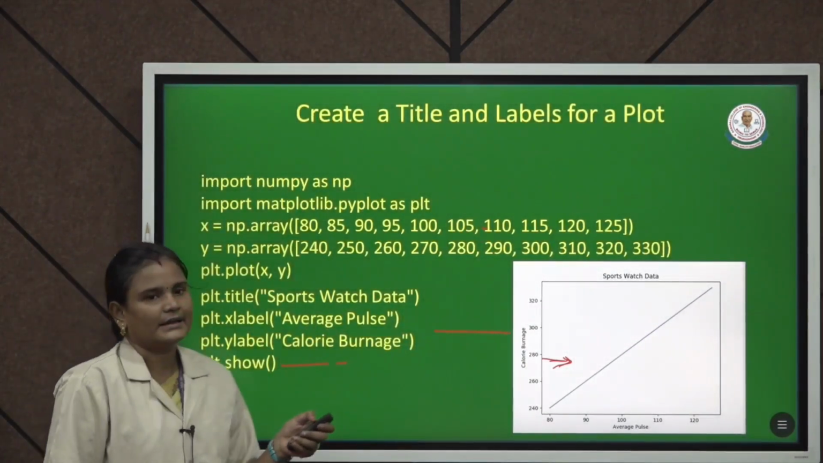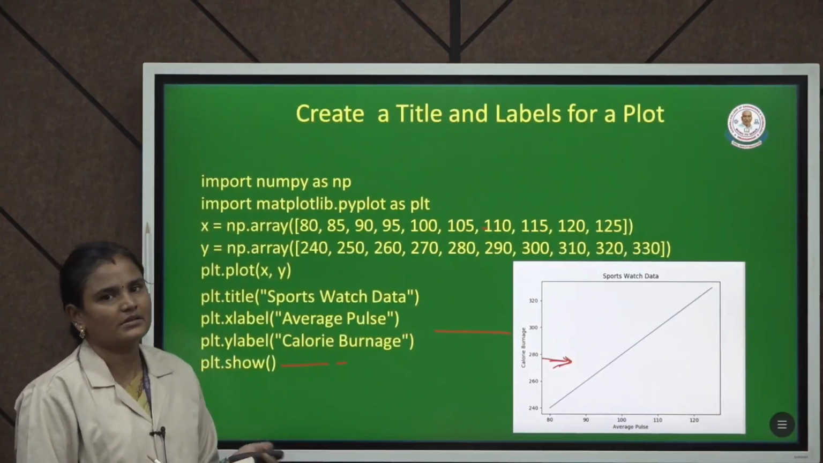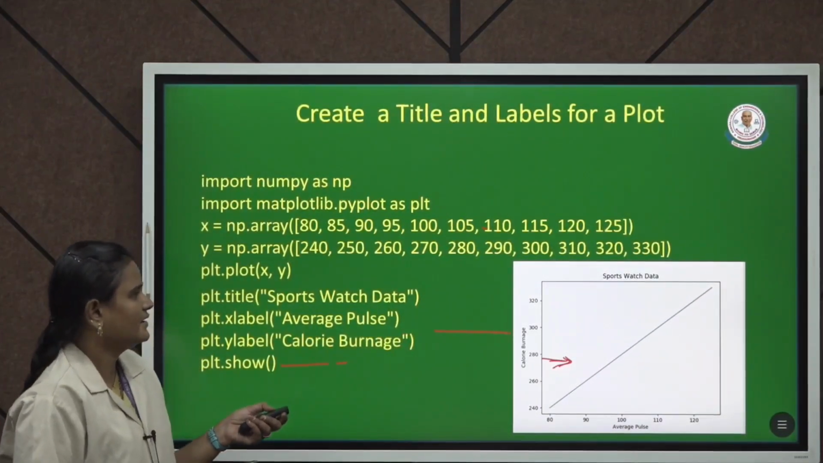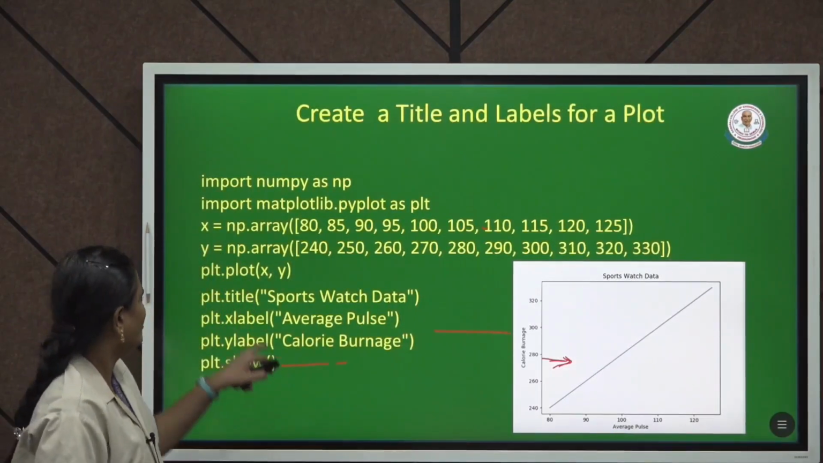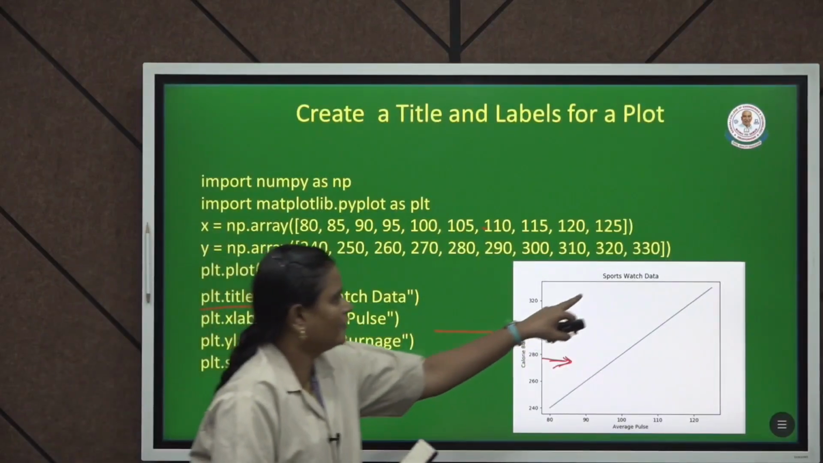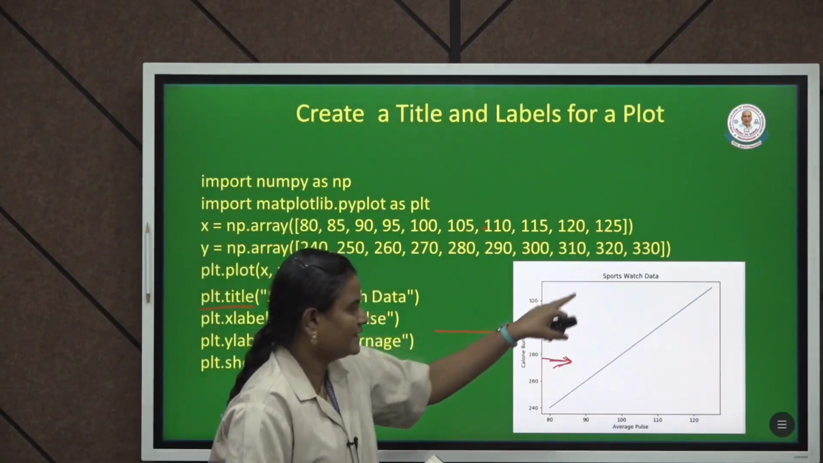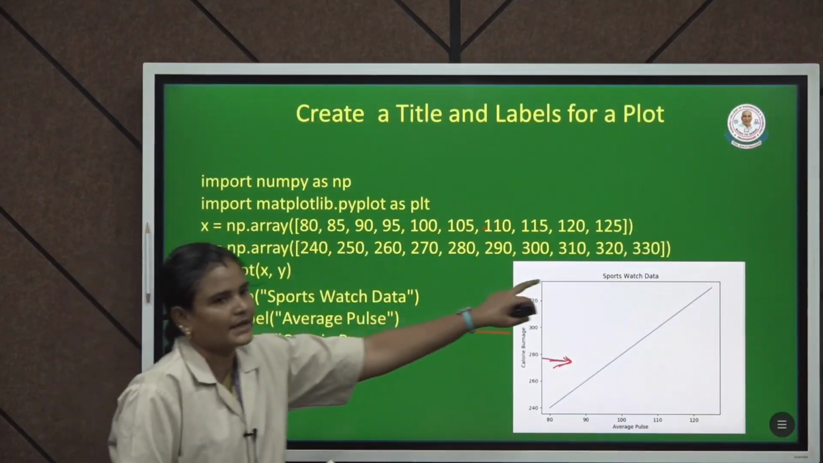Once we are creating that graph, we give a title for it. There we are using the concept called label. The labeling is used for giving a name to the graph. For example, plt.title is used for giving the title for that graph. In this graph I am giving the title as sports watch data.